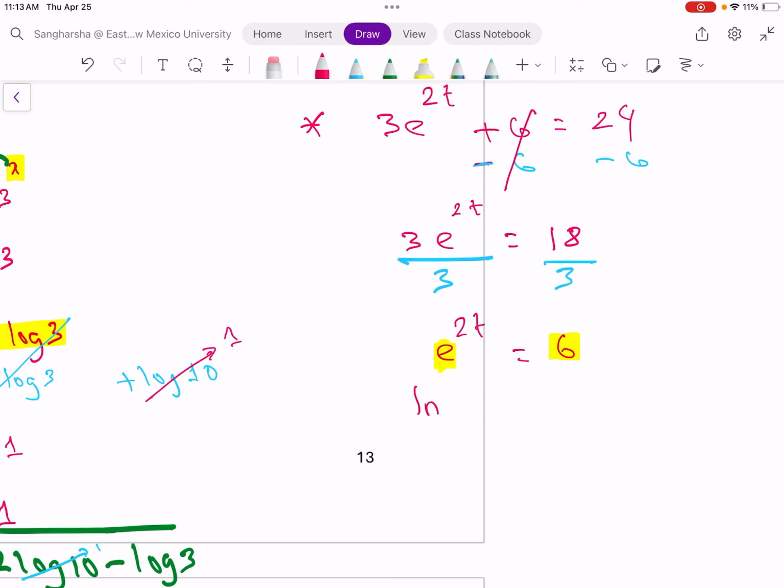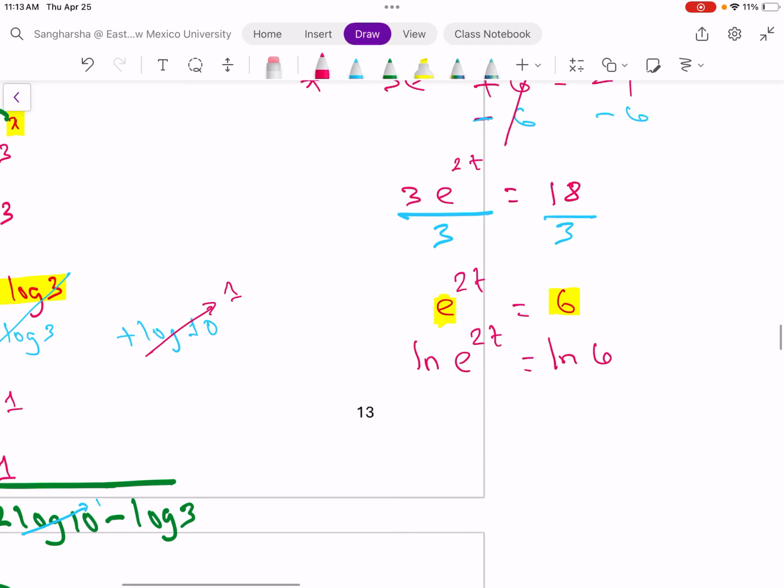So ln of e to the power 2t equals ln of 6. It's not that you have to take natural log; you can take common log. Now we have ln of e to the power 2t. This is the exponent, so we write it in front of ln. So we have 2t ln of e equals ln of 6. Now what do we know about ln of e? This is 1, right? And this is the reason why we use natural log. So we have 2t times 1, 2t equals ln of 6.